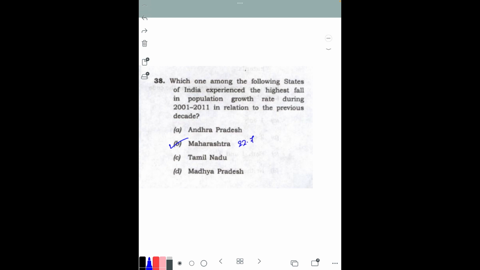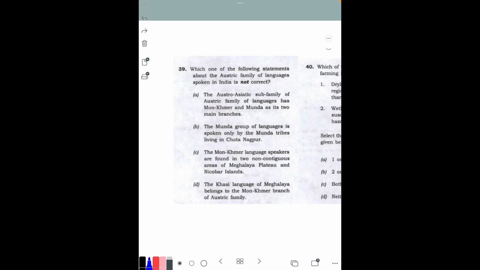It experienced a fall from 22.73% to 15.99%. Andhra experienced 14.59 to 11%. Tamil Nadu experienced 11.197 to 15.60, and Madhya Pradesh experienced 24.26 to 20.23%. In which one of the following statements about the Austric family of languages spoken in India is not correct?